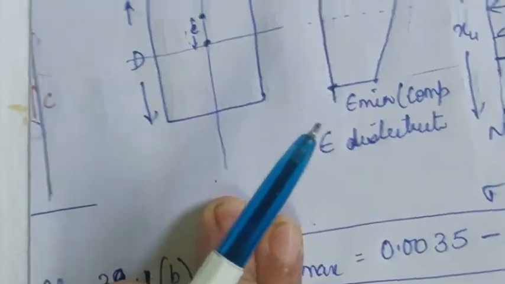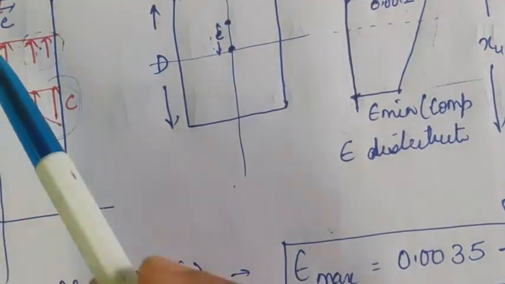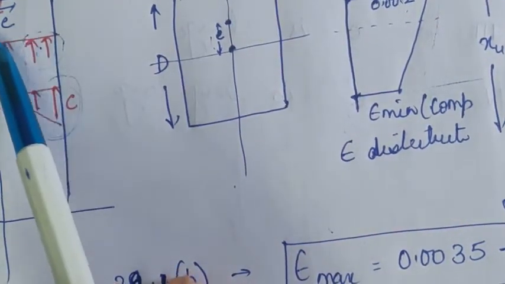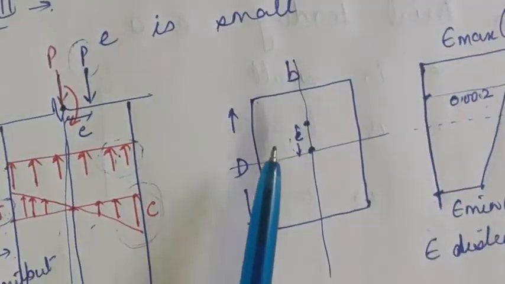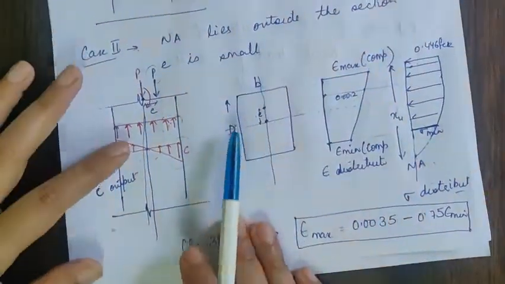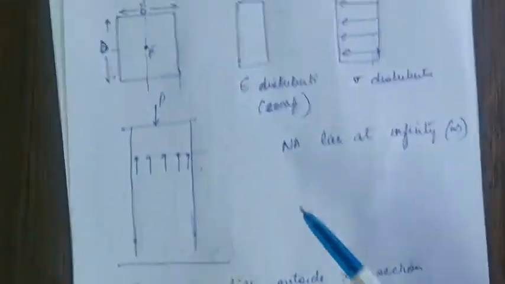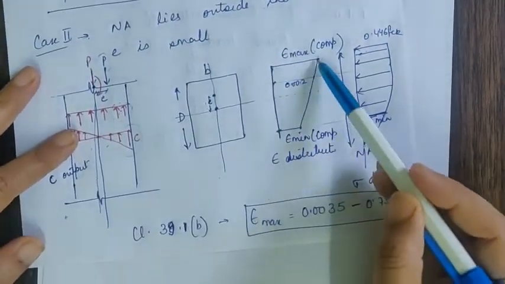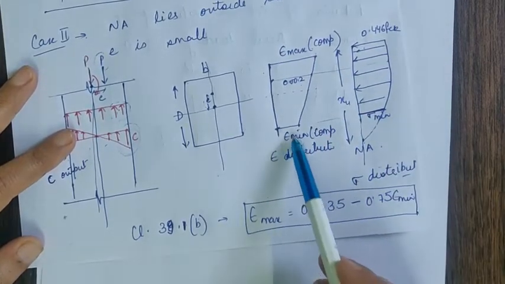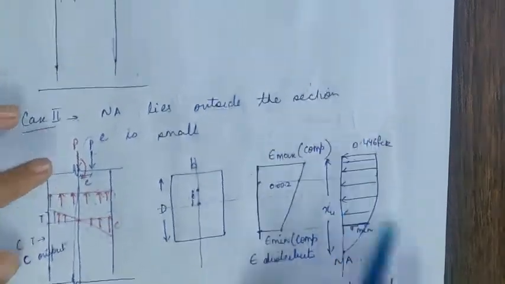Okay. So I am talking about the third case, where the eccentricity is very small. Due to this small eccentricity, there will be compression throughout the section. But now the compressive strain is not uniformly distributed as it was in case 1. It is distributed with some maximum strain on one end and minimum strain on the other end.